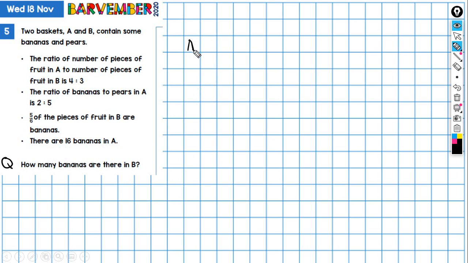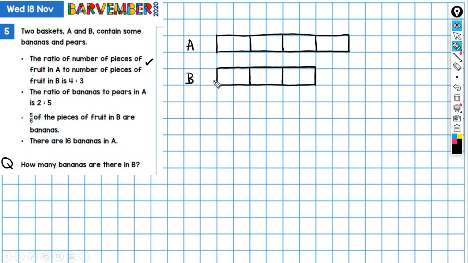Okay, so I'm going to draw two bars, one for A, one for B. The one for A is going to have 4 parts. So 1, 2, 3, 4. So 4 parts for A, and for every 4 parts of A we have 3 in B. So that's our first bit of information taken care of.